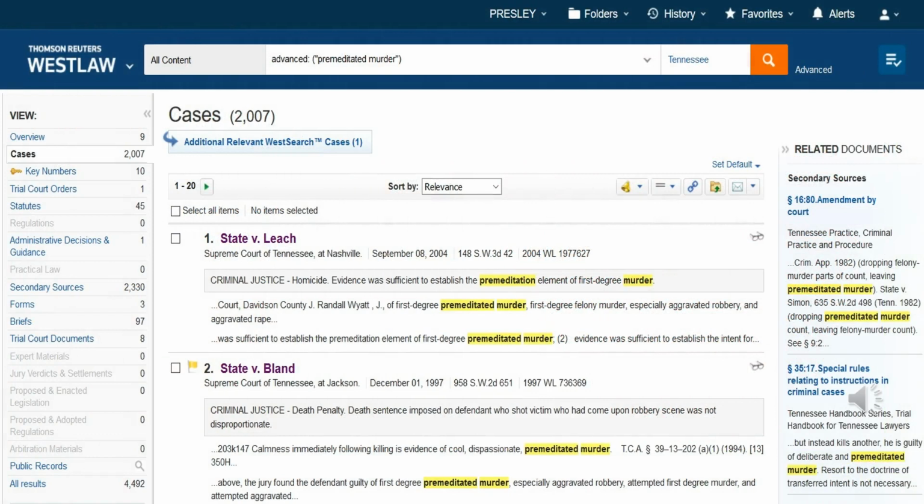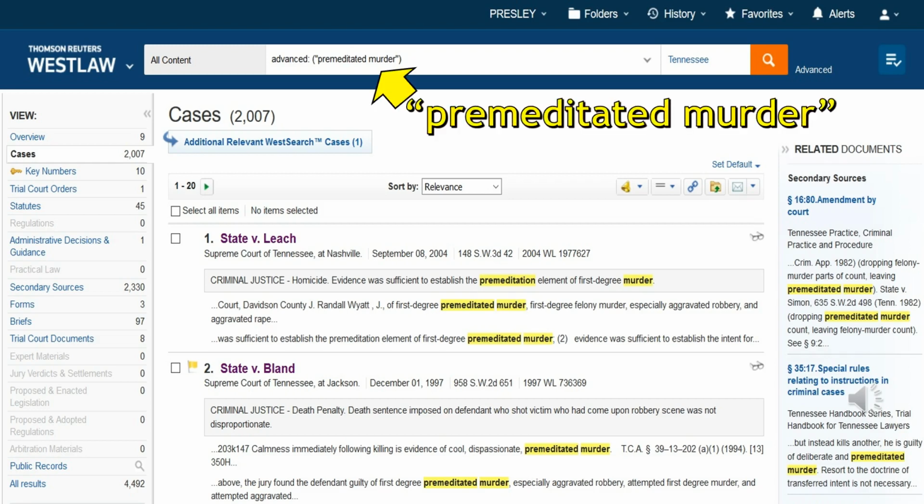The first term and connector is quotations. If you put quotations around premeditated murder, it will bring up that exact phrase. As you see, our case was the first to come up on the list, State versus Leach.